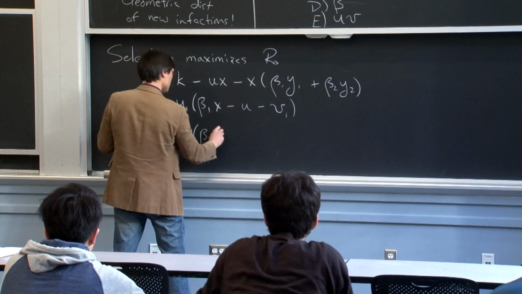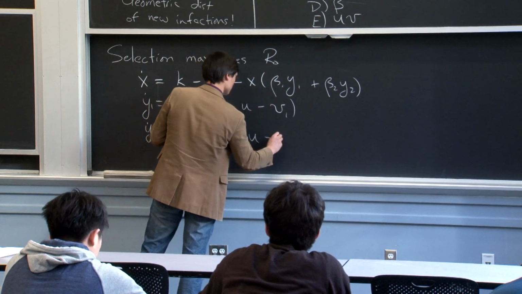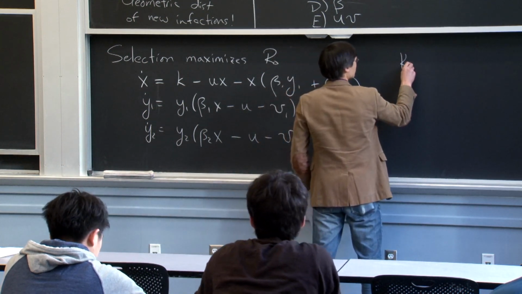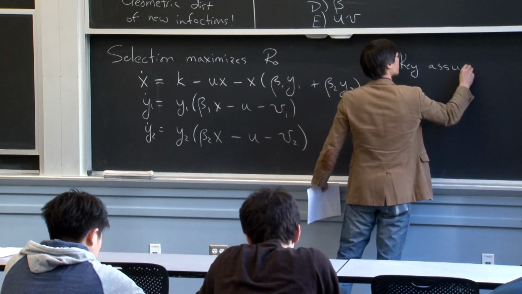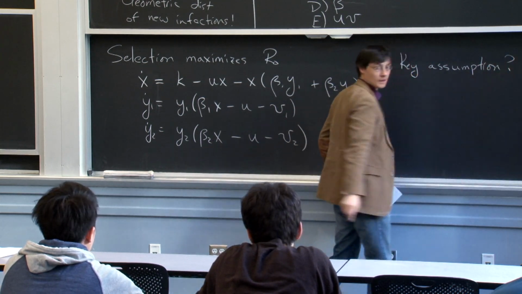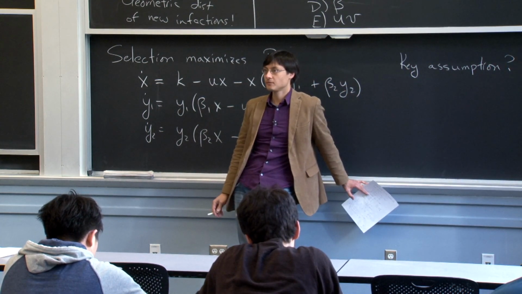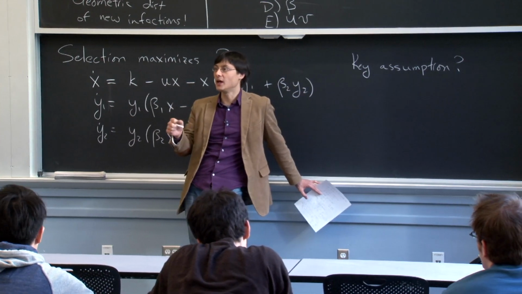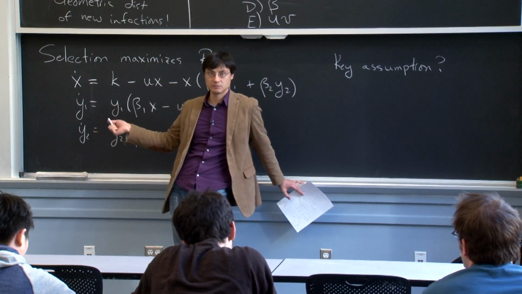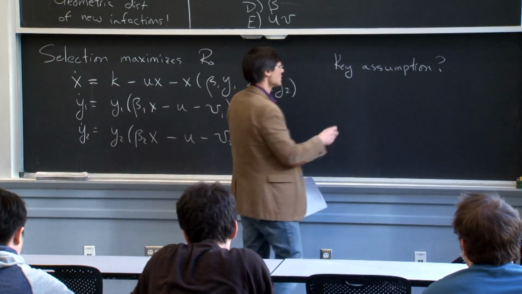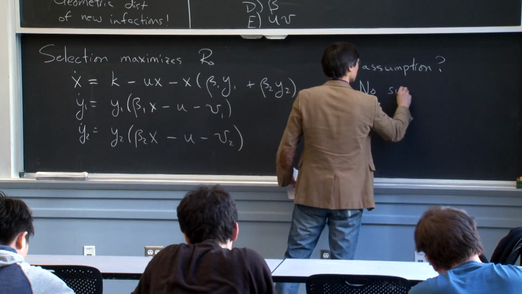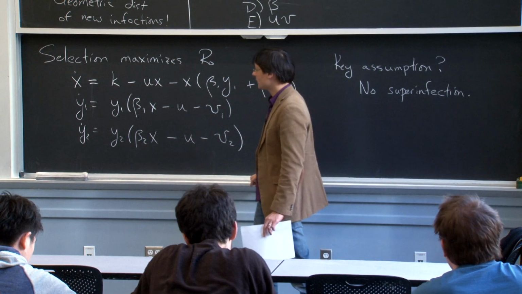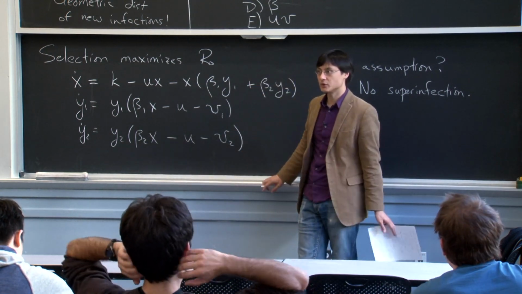All right, now the question is, what is the key assumption that we're making in writing down these equations? Thoughts? One cannot have more than one infection. That's right. A host cannot be infected by more than one type of strain. That's very, very important. So there's no superinfection, as they say. And depending on the disease, this could either be a better or worse assumption, right?